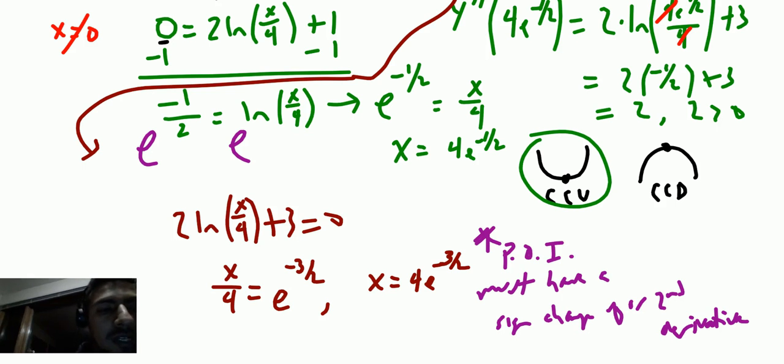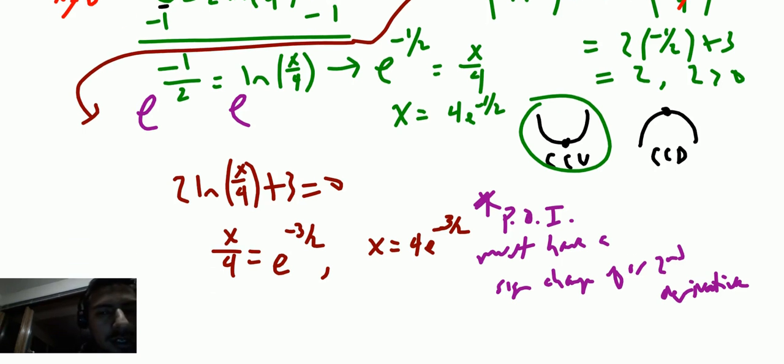I could repeat that idea of the second derivative test, though, and do a third derivative, plug in 4e to the negative 3 halves. Well, actually, hold on, let me think about this. Can't do that. We're going to have to do a line test. Let's do a line test. Ugh, this is going to suck.